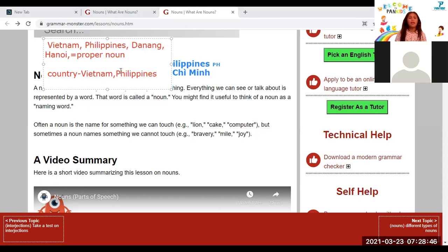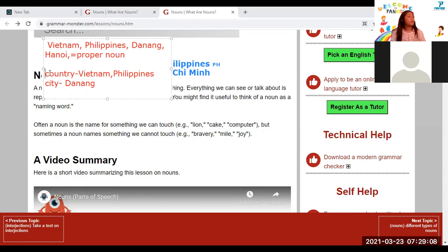Okay, that's country. How about Da Nang? It's not the country. Okay, it is a city. Da Nang. Ho Chi Minh is a city also, right? It's part of Vietnam. Not a country, no, it's a town. Ho Chi Minh, it's a city. Ho Chi Minh City. Da Nang, is it Da Nang City or Da Nang Town? It's a city. It's a big place.